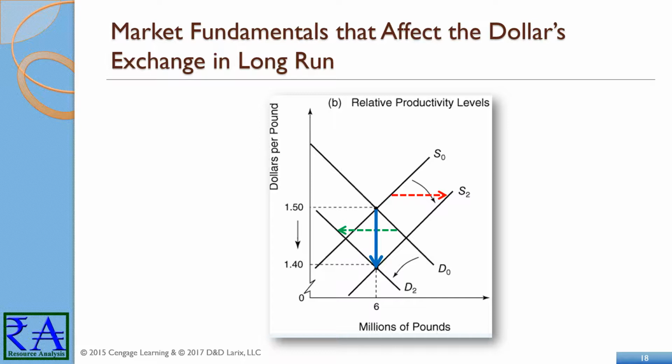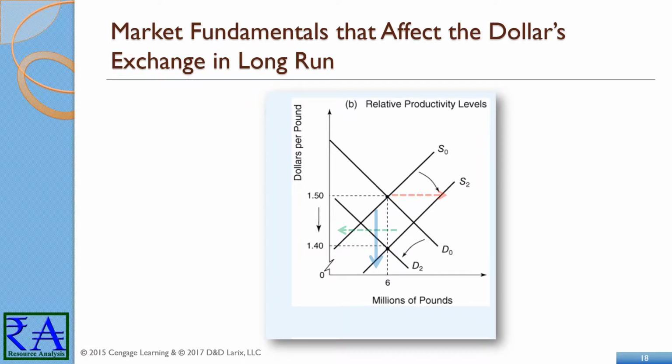The result is an appreciation of the US dollar as compared to the British pound, and the currency changes from $1.50 to $1.40 per pound. Again, the shift in value was seen with no change to volume.